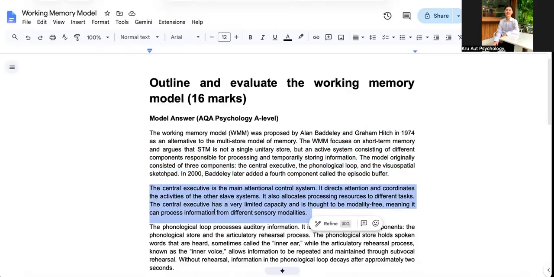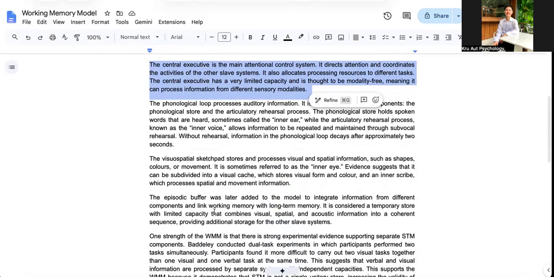Then after this introduction, which we don't need to be this long, we want to talk about the different components, about what they are and the details that are essential to gain full marks. The central executive, we begin with this, is the main attentional control system. It directs attention and coordinates the activities of other slave systems. It also allocates processing resources to different tasks. The central executive has a very limited capacity and is thought to be modality-free, meaning it can process information from different sensory modalities. So this is all what we need. This is essential to have in our model answer or in our real exam answer.